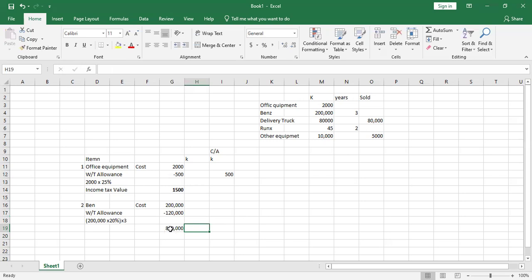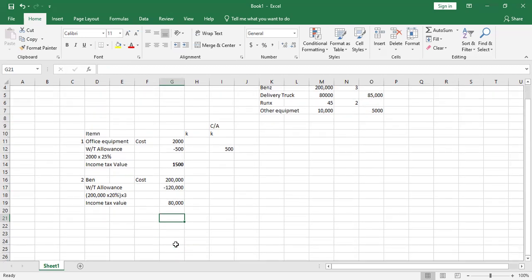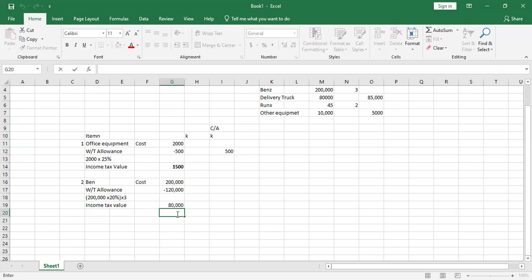Okay. So now with what we've done, let's try to put this at 60. No, try to put it at 85 so that we can have a number that we can work with. So how much was the Benz sold at? This is the income tax value. The Benz was sold at 80,000. Okay. If we have 80,000, then it means we won't have any balancing charge or balancing allowance. So let's take it up to 85. So let's say 85,000, right?